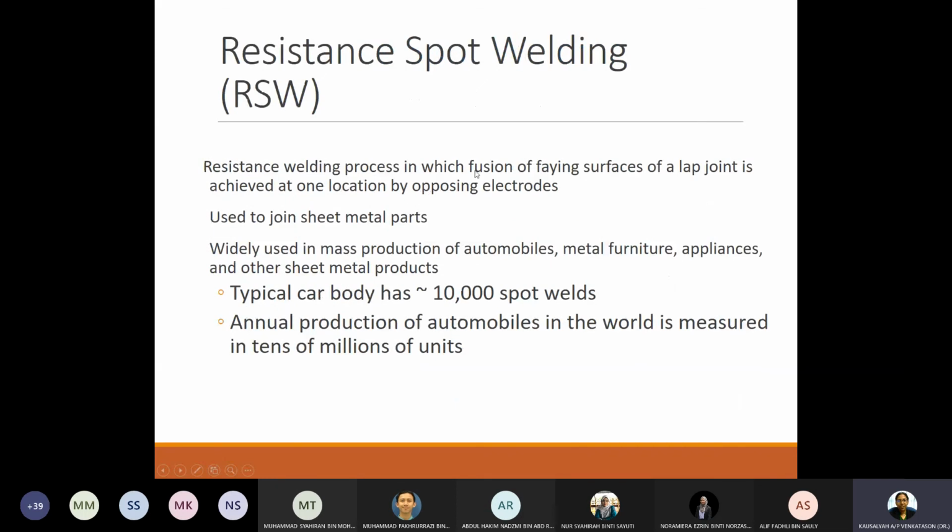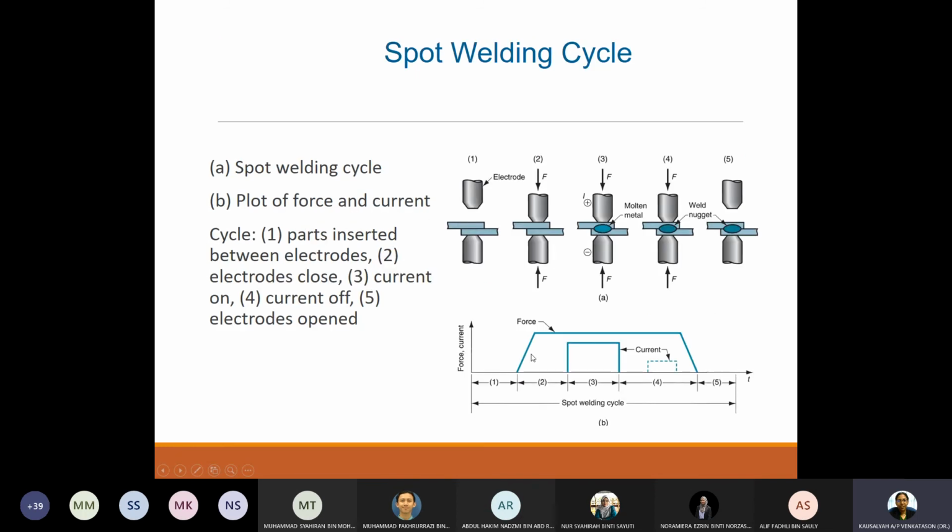So the resistance welding process, in which fusion of faying surfaces of a lap joint is achieved at one location by opposing electrodes. It is widely used in mass production of automobiles, metal furniture, appliances, as we saw. Typically a car body has approximately 10,000 spot welds. So you can imagine annual production of automobiles in the world is measured in tens of millions of units.